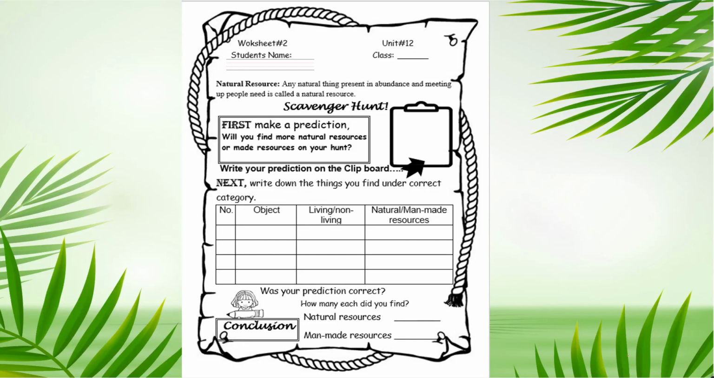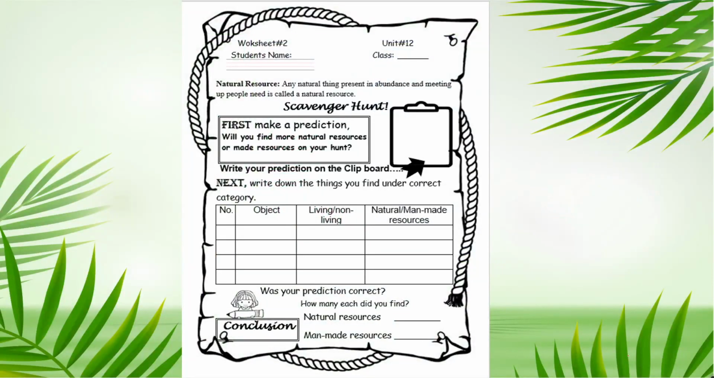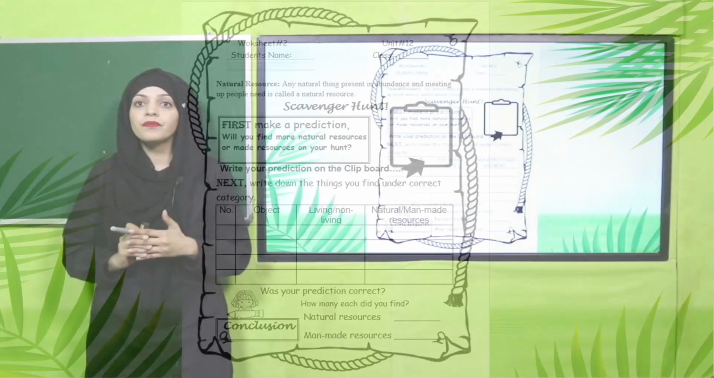This will be provided to you by the teacher, and let's quickly have a look at the worksheet. You have to write your name and your class on the top of it. Then there is written: Natural resource, anything present in abundance and meeting people's needs is called a natural resource.